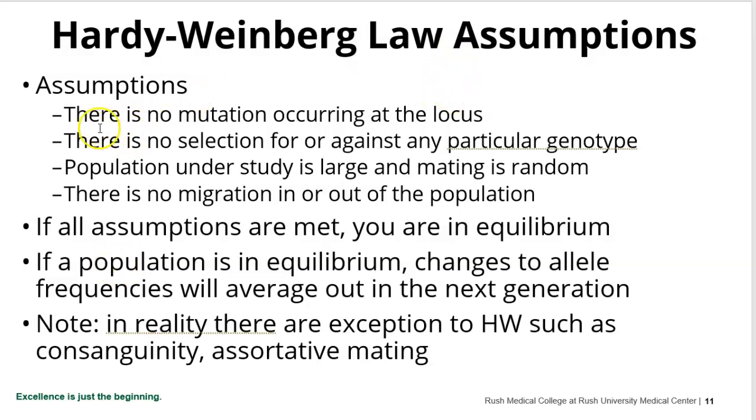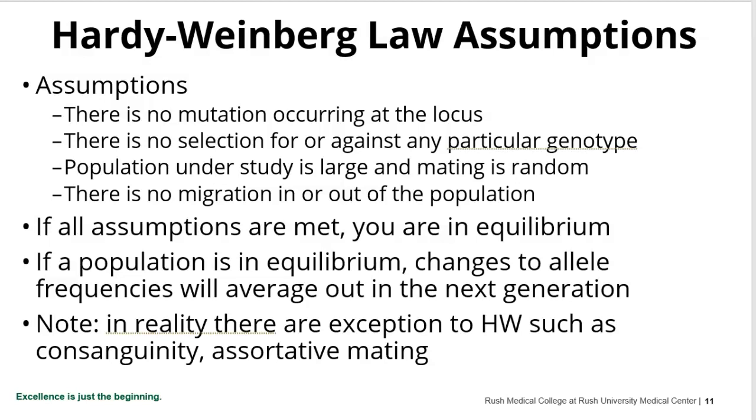Now, there are a lot of assumptions of Hardy-Weinberg, which, quite frankly, are impossible to meet. But anyway, the assumptions are that there's no mutation occurring at the locus, that there's no selection for or against any genotype, that the population is large and mating is random, and there's no migration in or out of the population. So if all assumptions are met, you're at Hardy-Weinberg.